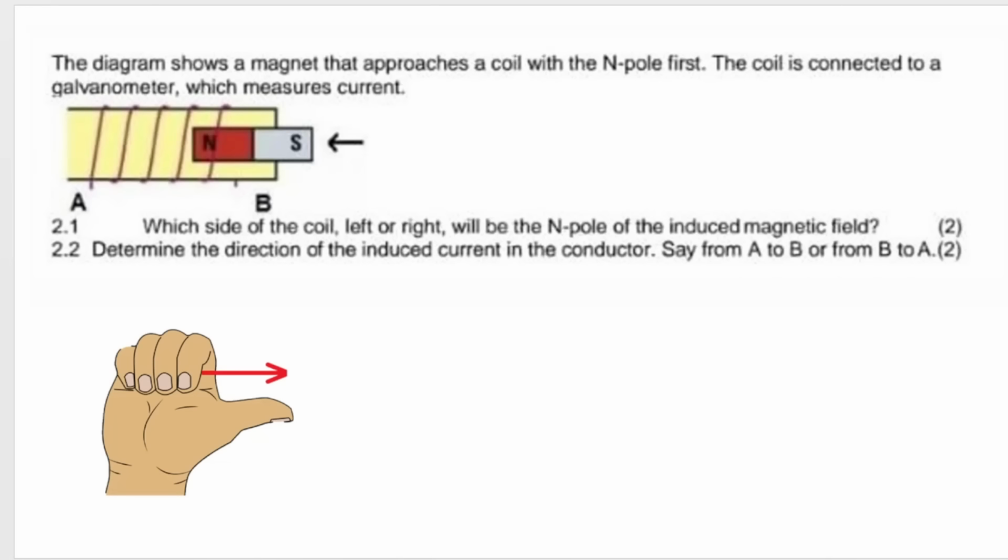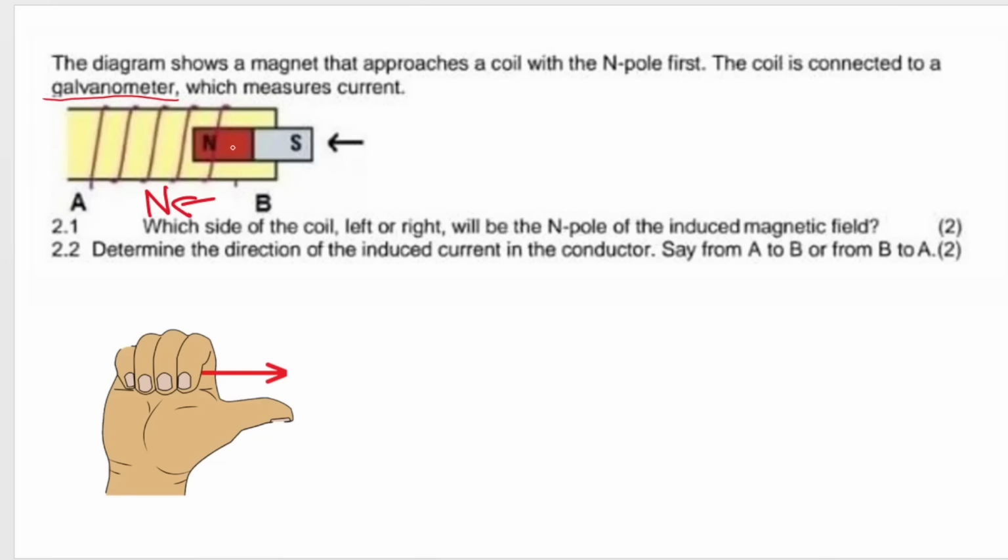Let's do one more. So this is a past paper question. It says the diagram shows a magnet that approaches a coil with the north pole first. So the north pole is entering. The north pole is going in. The coil is connected to a galvanometer that detects the current. And which side of the coil, left or right, will the north pole of the induced magnetic field be?